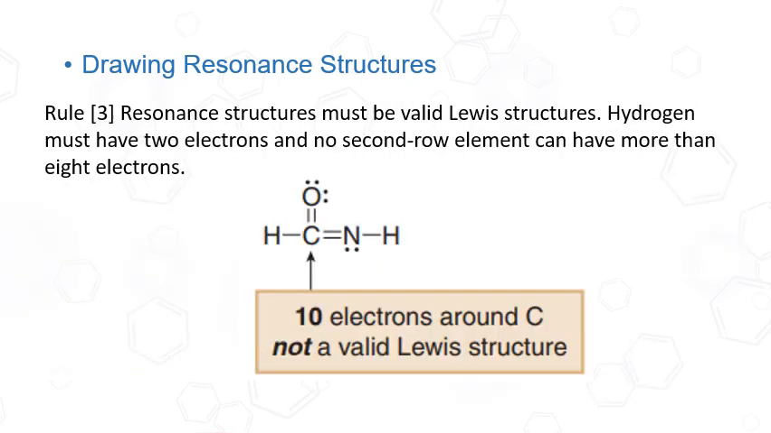Okay. The third rule, they must be valid Lewis structures. So there will be times when you would only be given a formula and then you come up with a Lewis structure. And then you would evaluate your Lewis structure if it's valid, and then if you could form a resonance structure of it. Okay, in this case, for carbon here, you have 1, 2, 3, 4, 5 bonds or 10 electrons around carbon, which makes it an invalid Lewis structure.